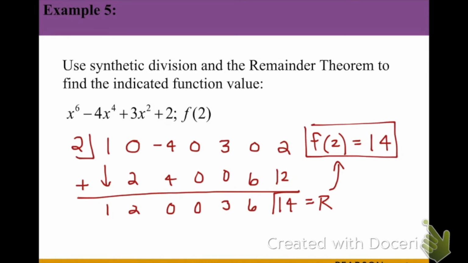That 14 represents our remainder, but even more so, by the remainder theorem, we know then that f of 2 will be equal to 14. So it would be the same thing as plugging in 2 for all the x's and evaluating. Pause the video here and go ahead and check that on your calculator.